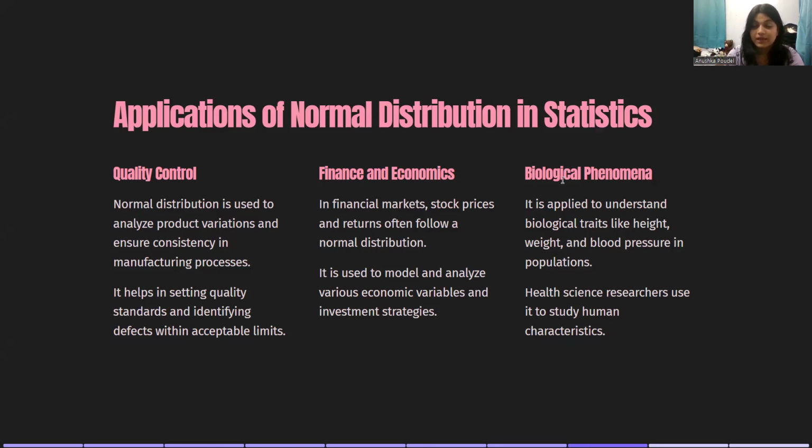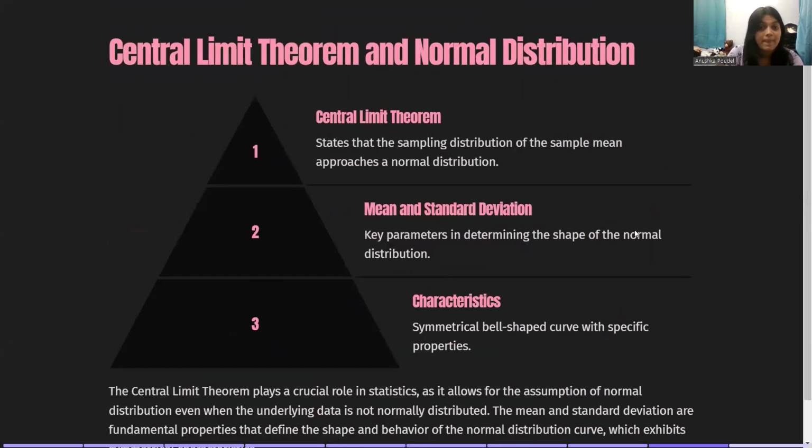Biological phenomena. It is applied to understand biological traits like height, weight, and blood pressure in a population. A graph is basically a pictorial representation of the data, which makes the understanding procedure much easier. Health science researchers use it to study human characteristics. Other biological phenomena: nature loves symmetry, and you will always see symmetry around you.